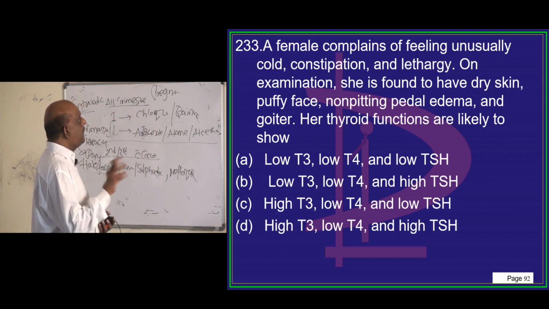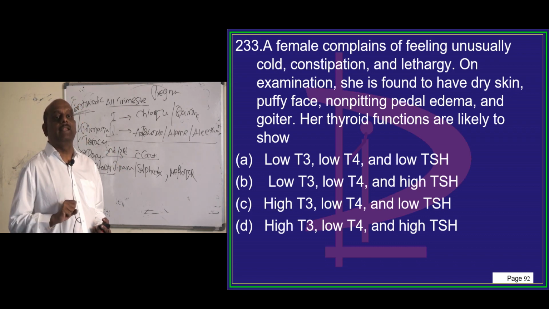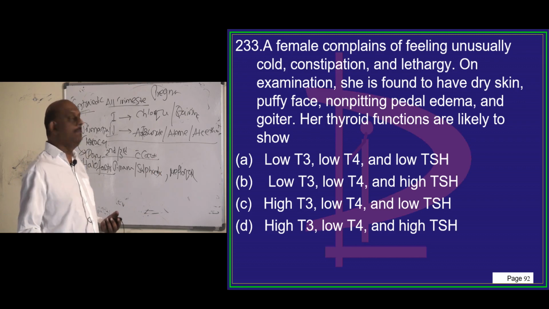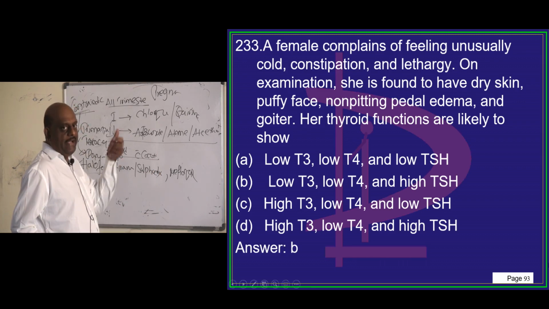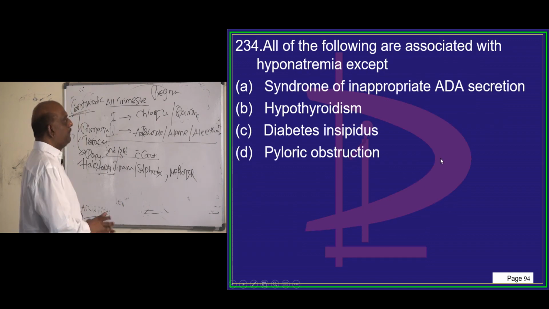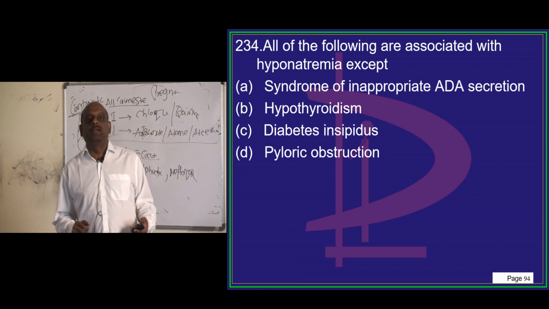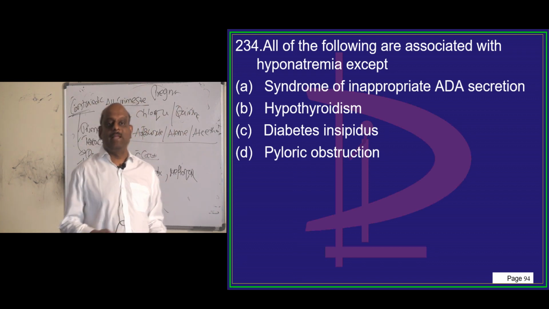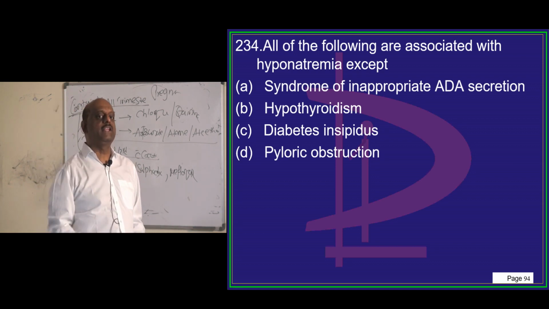Constipation, lethargy, dry skin, puffy face, non-pitting pedal edema, they're all suggestive of primary hypothyroidism, where you have a low T3, low T4, high TSH, is what you should remember. Hyponatremia is a feature of SIADH, not diabetes insipidus. SIADH means inappropriate ADH production is there.